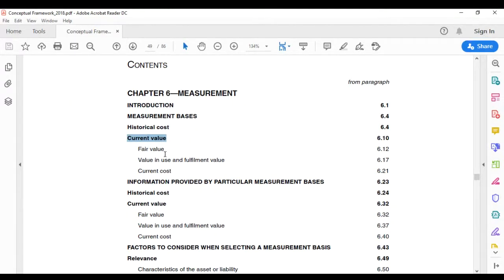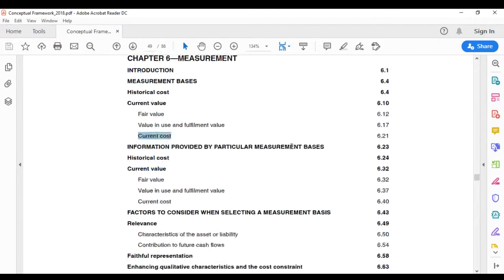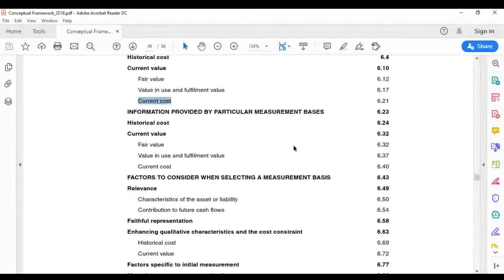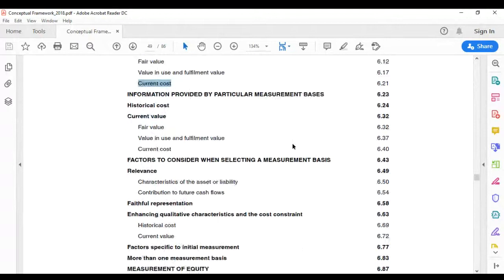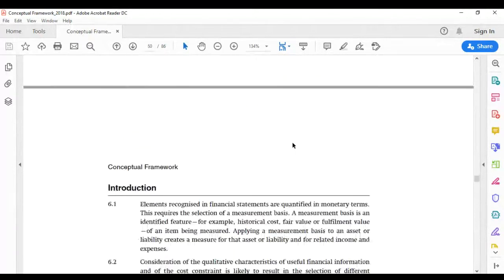There are three possible current value bases. The one is the fair value basis, which we will discuss soon. The second one is the value in use and fulfillment value. Very often we just talk about the value in use. And then the third current value method is the current cost basis. Okay, so let's go and have a look at each of them. We must know those bases, the various measurement bases, but we must also understand what they mean.